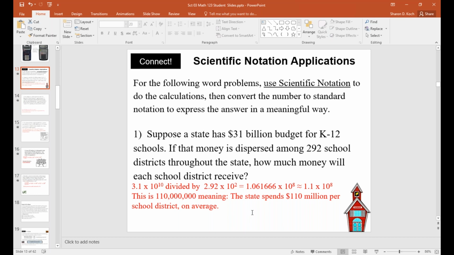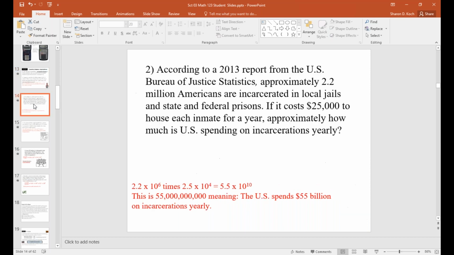Now remember, since we rounded it out to significant figures, we say approximately, and the way we say approximately is with these little squiggly equal signs here. That means approximately, because we were rounding. All right, let's look at another one here.